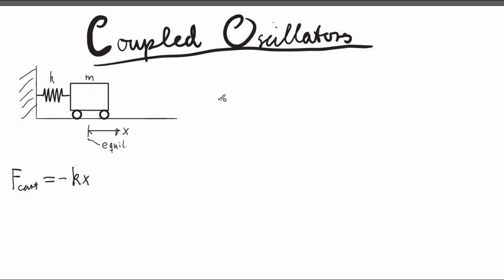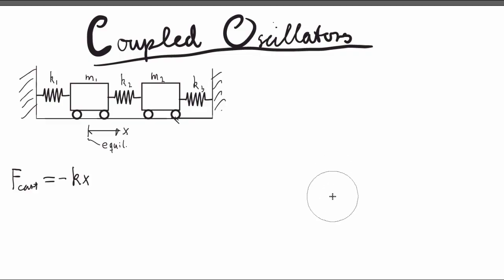And when I've done that, I can extend this a little bit longer. And then we'll add in another spring, another cart, yet another spring, and a vertical wall there. So now we have two carts, and they in general have different masses. And we have three springs, and they in general will have three different spring constants.